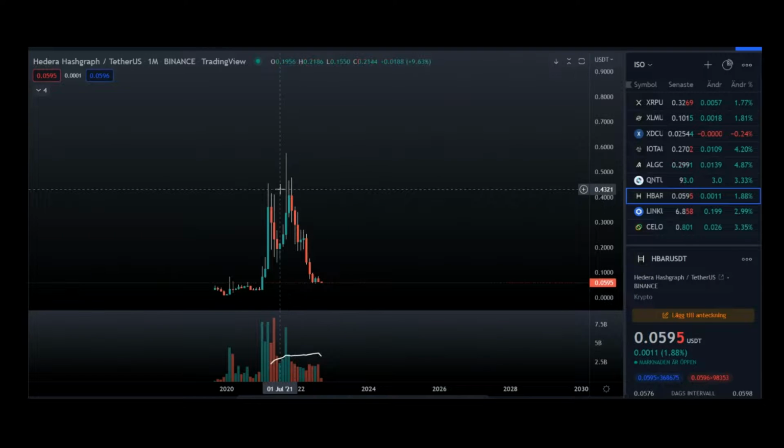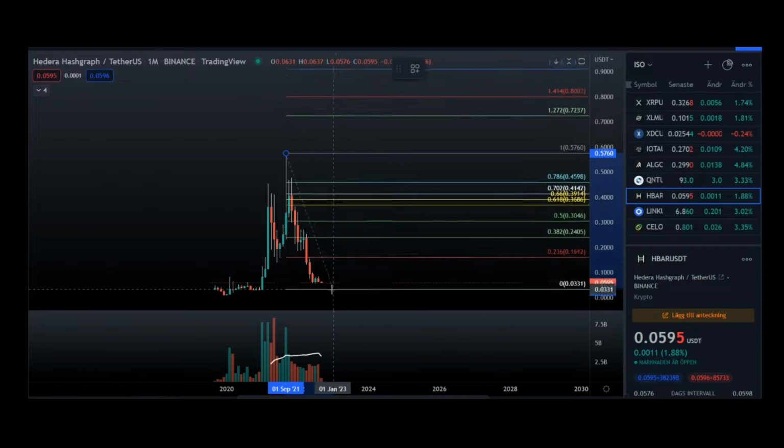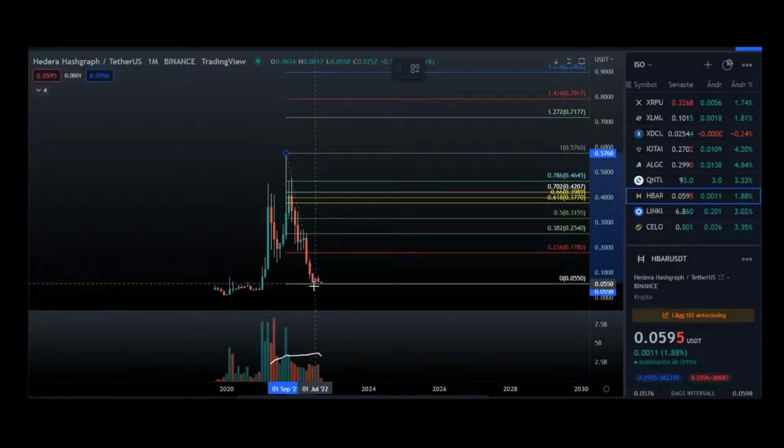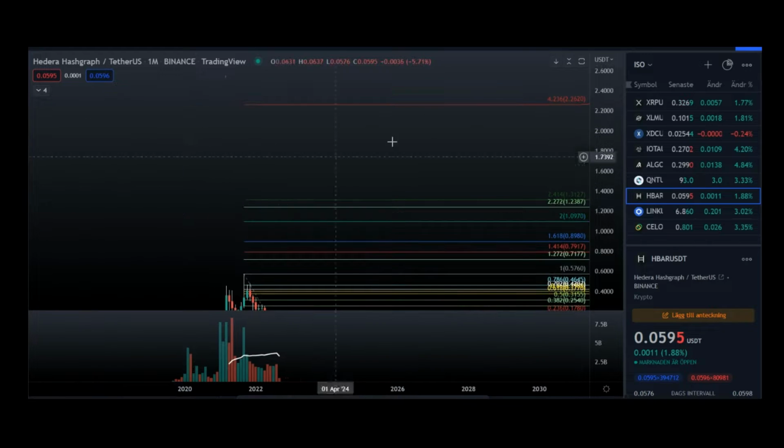So, if we first look at the minimal 4.236 targets for H bar, we mark the previous all-time high from the previous cycle down to the current low we've had so far. And we'll see that the minimal 4.236 target in the next cycle will probably be around $2.26, which is amazing.